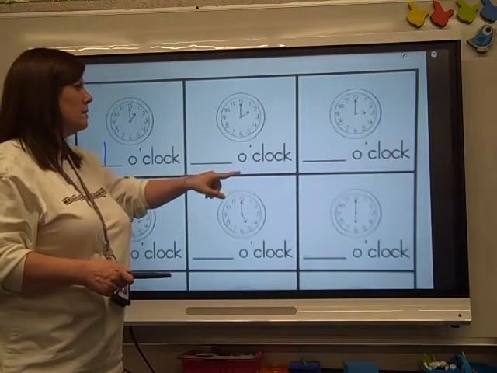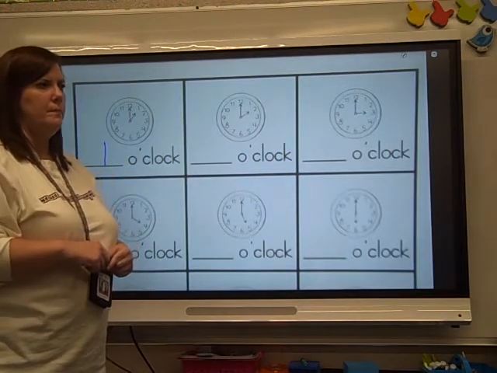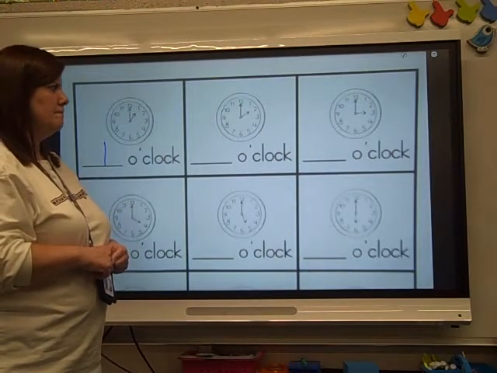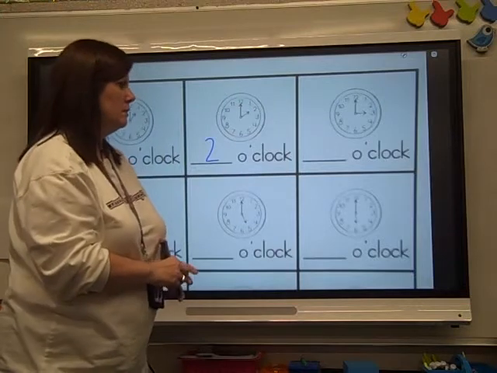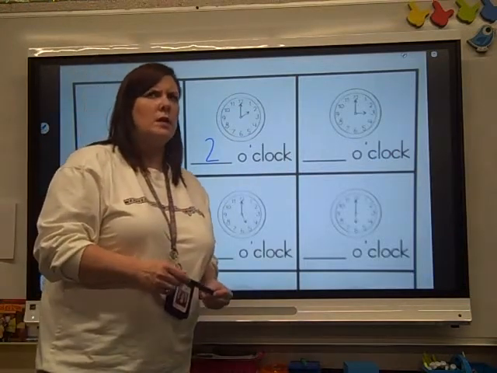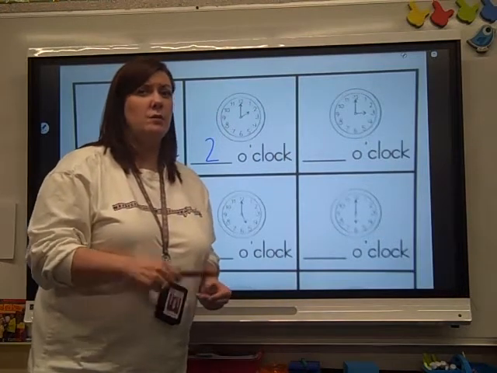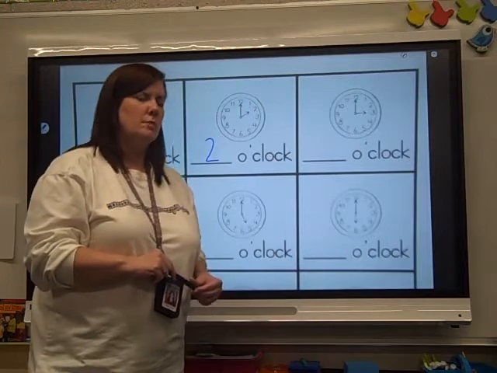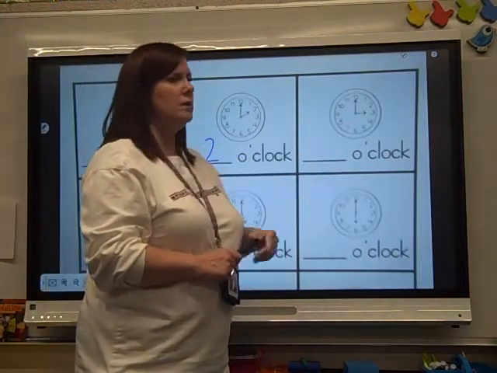Now let's look at this one. Look at the shorthand. It's what o'clock. Look at that shorthand. You write it. Did you get 2? 2 o'clock. All right? 2 o'clock in the morning, you're still asleep. 2 o'clock in the afternoon, you're going to specials. Okay? All right. What o'clock? What's the little hand pointing to?